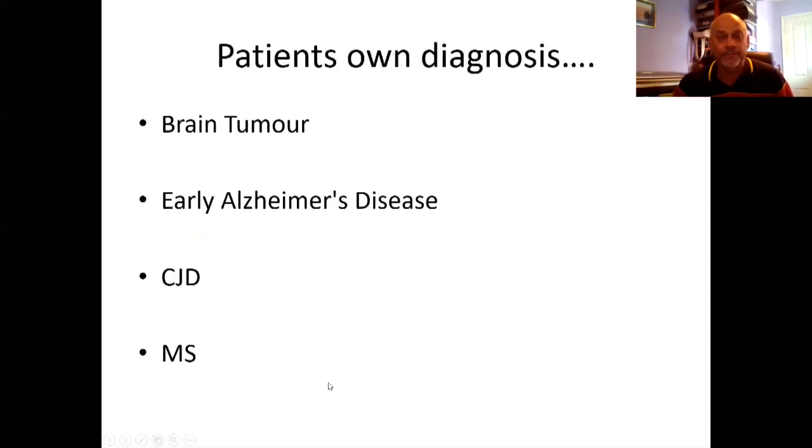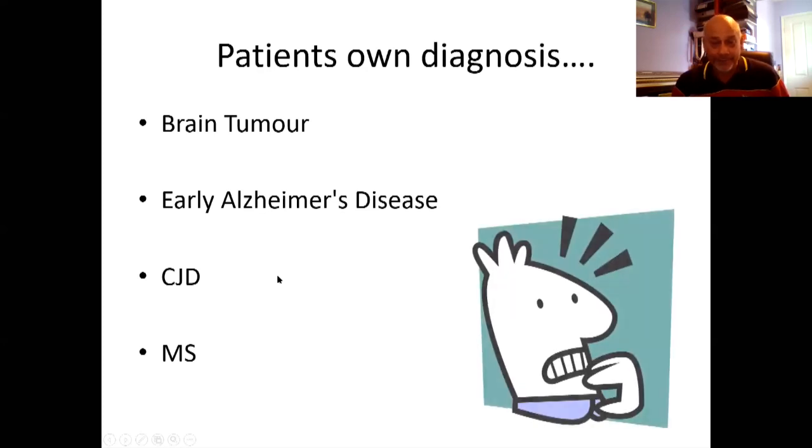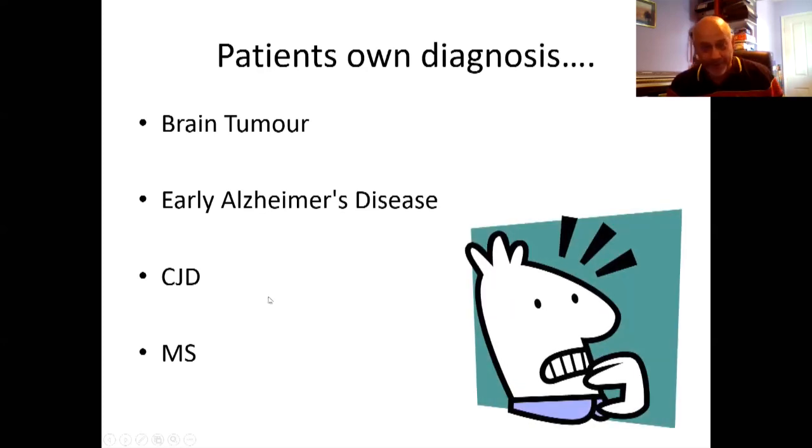And then often people have looked on YouTube and Dr. Google, and they think they've got a brain tumor, early Alzheimer's disease, multiple sclerosis, or Creutzfeldt-Jakob disease, mad cow disease. Because if you put some of your symptoms into a search engine, it comes up with these sorts of diagnoses, which is always slightly worrying. And that then adds to the worry that people feel.